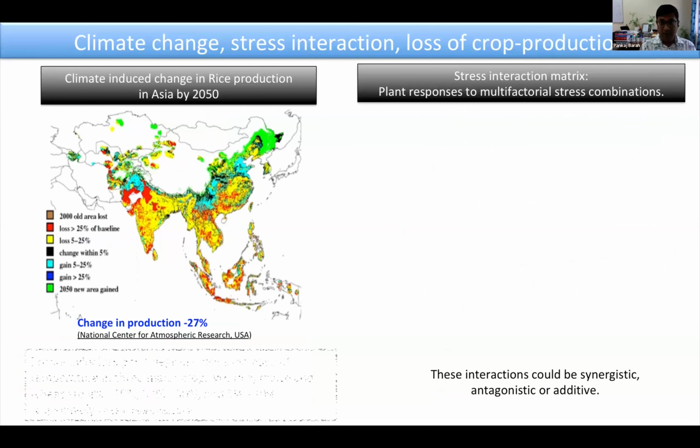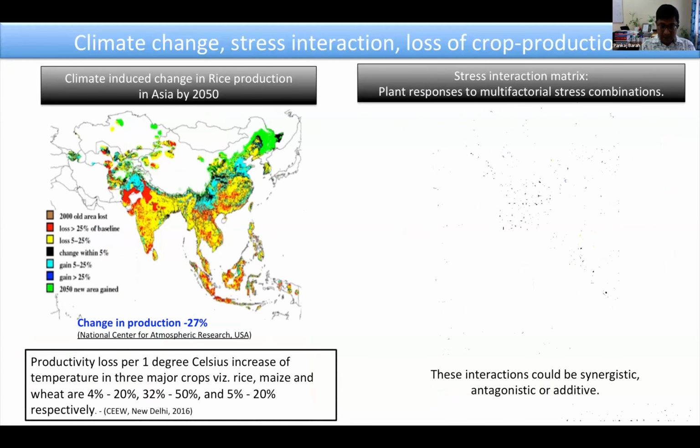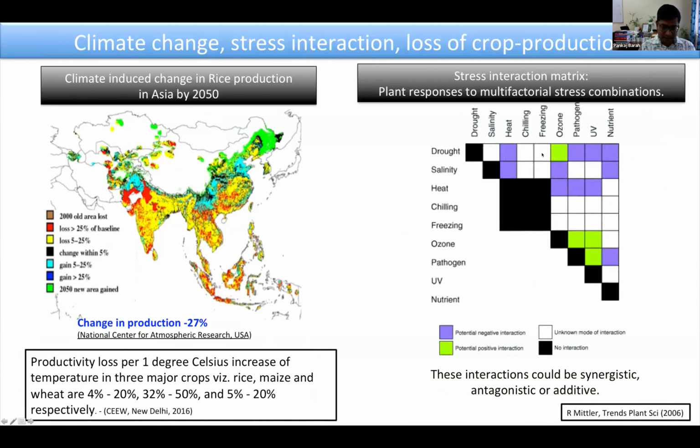This picture shows the severity of loss of rice productivity in Asia by 2050. And as I said, stresses in plants do not occur alone in natural conditions. There are so many different combinations. So how does a plant react when multiple types of stress are given to it? This was not studied well.